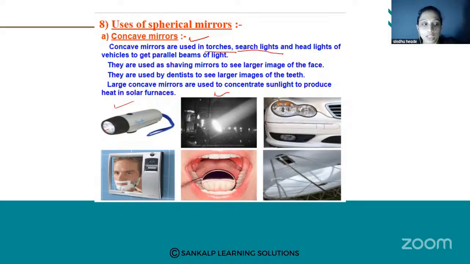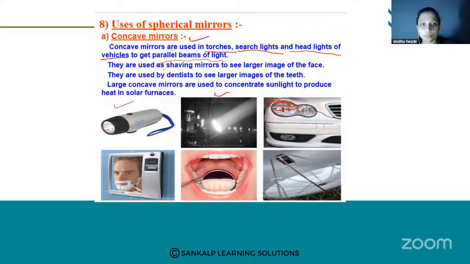See this. This is the searchlight. Where do we use searchlights? Almost all the time in orchestra programs, right? You all, I think, are well aware of some orchestra programs, singing competitions. In that, they use searchlights, and in that searchlight, which type of mirror is used? Concave mirrors are used. And again, it is used in headlights of vehicles. So in headlights of vehicles, which type of mirror is used? Concave mirrors are used. It gives a parallel beam of light.